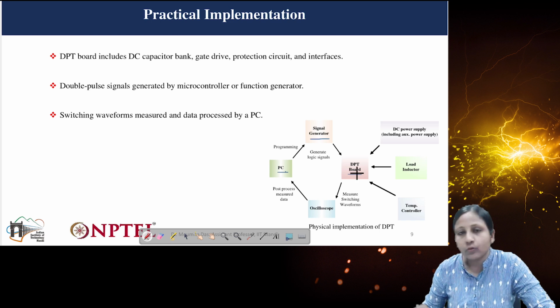Now, whatever signal the DPT board captures will go to the oscilloscope. Again, the oscilloscope data will be analyzed in the PC. So these are the components which are required to analyze the characteristics.